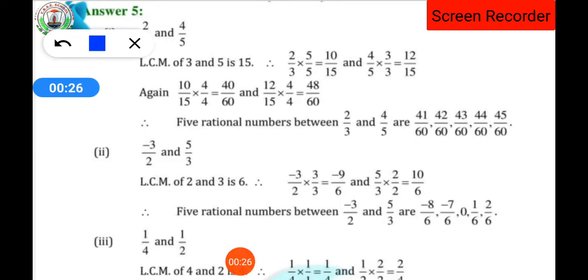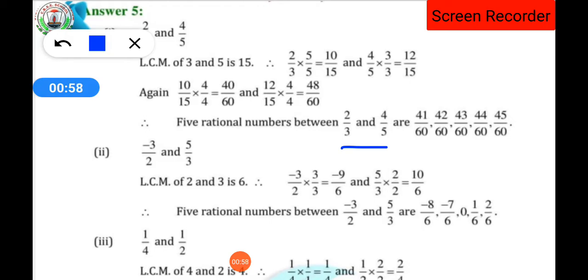As you know, question numbers 1 and 2 are very simple questions, that's why we are going to move directly to question number 5. Clear? So what does question number 5 say? In question number 5, we have to find 5 rational numbers between which two numbers? Between 2/3 and 4/5. हमको 5 रैशनल नंबर फाइंड करना है दो नंबर के बीच, that is 2/3 and 4/5.